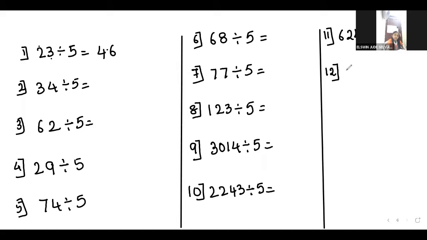Teacher, what's the answer of 77 divided by 5? Okay, 77, double is 154, correct? 15.4. Yes.